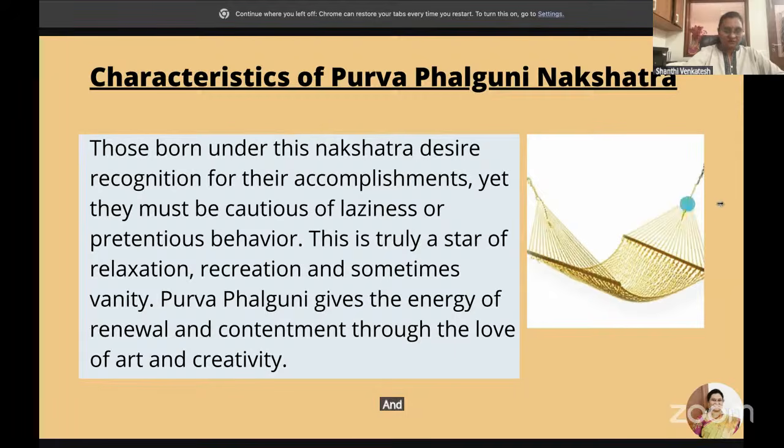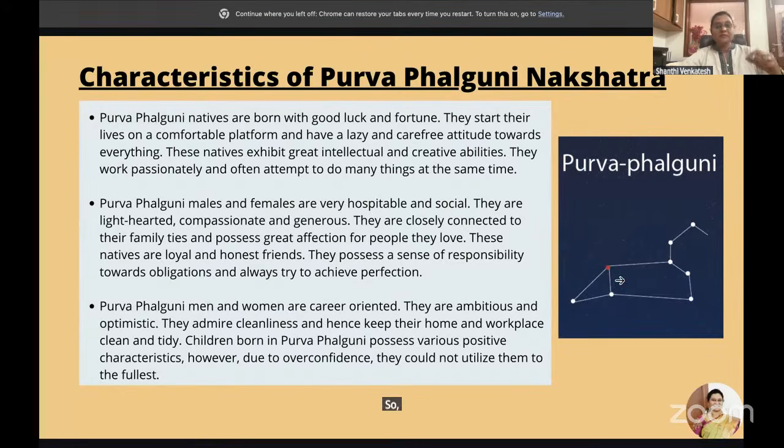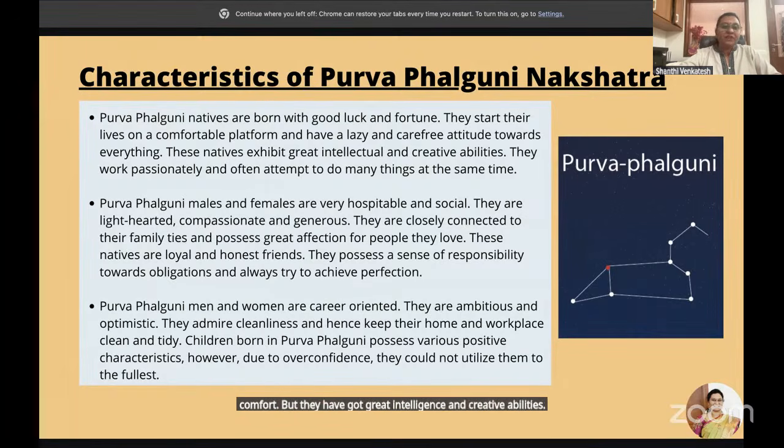And so we can say these people are born with good luck and fortune. They have a carefree attitude. They're not serious. They take things very comfortably. They give a lot of importance to their comfort. But they have great intelligence and creative abilities. And as I said, these people are very hospitable and social, light-hearted, compassionate, and generous. They have great affection towards people who are around them, and very loyal and honest friends they are.